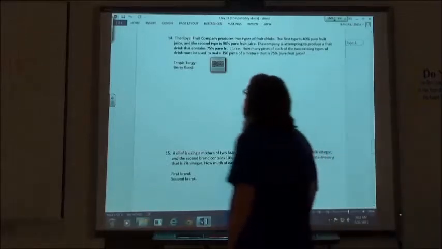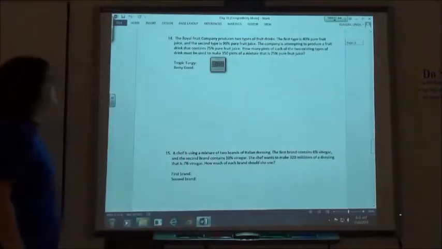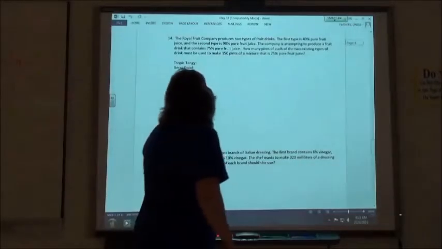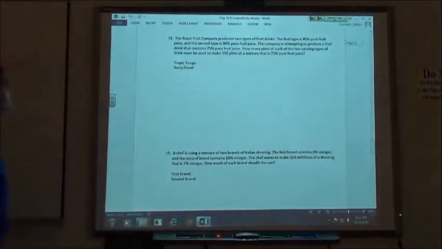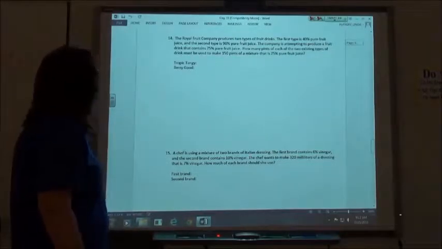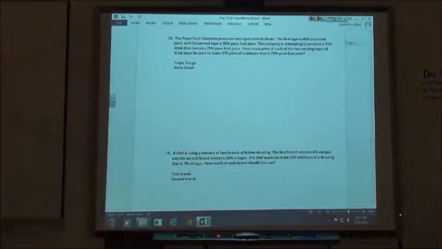So number 14, the Royal Fruit Company produces two types of drinks. The first type is 40% pure fruit juice and the second type is 90% pure fruit juice. The company is attempting to produce a fruit drink that contains 75% pure fruit juice. How many pints of each of the two existing types of drink must be used to make 150 pints of a mixture that is 75% pure fruit juice?